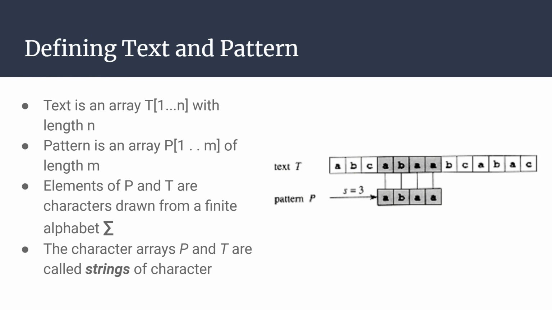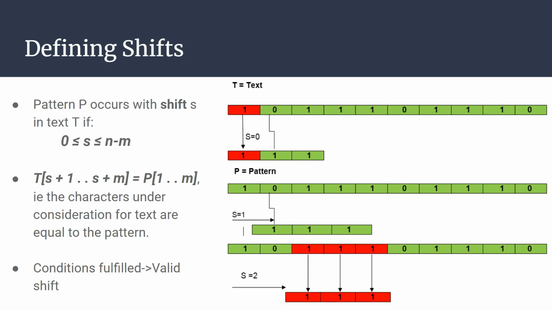The text is an array with a length of n, while the pattern is another array with a length of m. And we find the pattern P of length m in the text T of length n, just like shown here. We also assume that the elements of P and T are characters drawn from a finite alphabet, that is, that they belong to a finite set of characters. We call these character arrays P and T, the pattern and text, strings of characters.